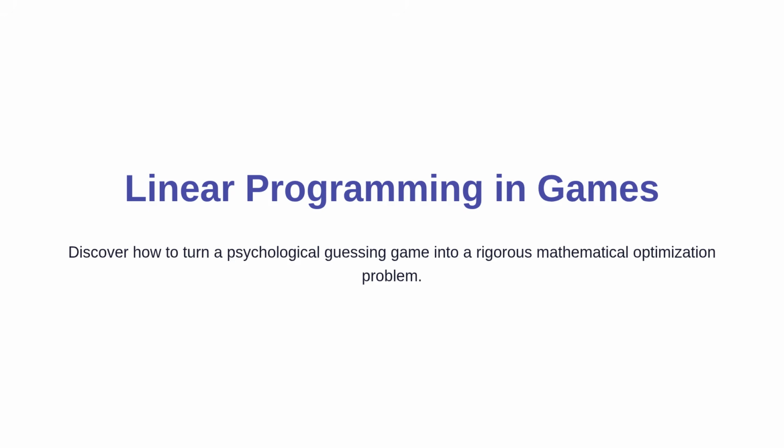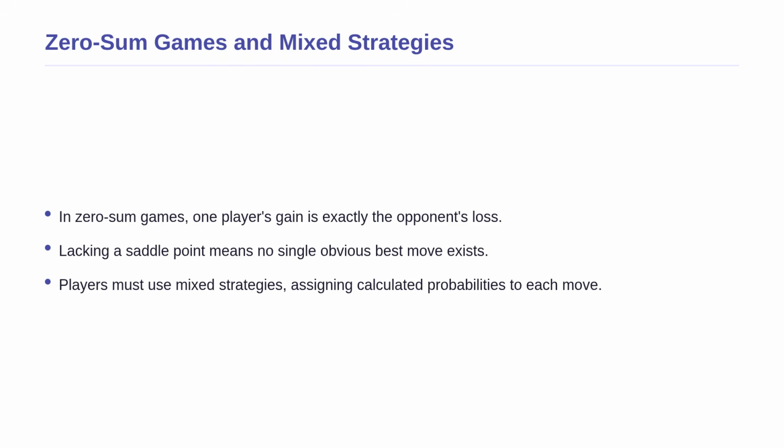Let us get started. Now that we understand the basic premise, let us look at the core concepts of game theory. Why does this matter? Because in highly competitive scenarios, being predictable means losing. In a zero-sum game, whatever player 1 wins, player 2 loses. Often, there is no single obvious best move for both players, a situation we call lacking a saddle point.